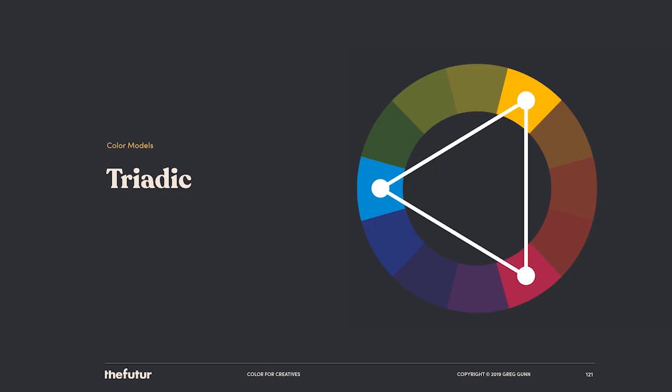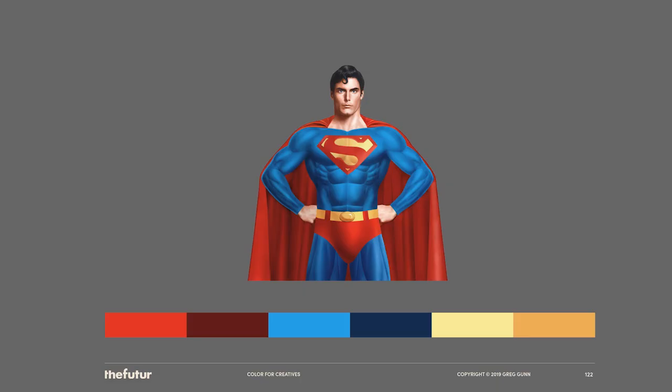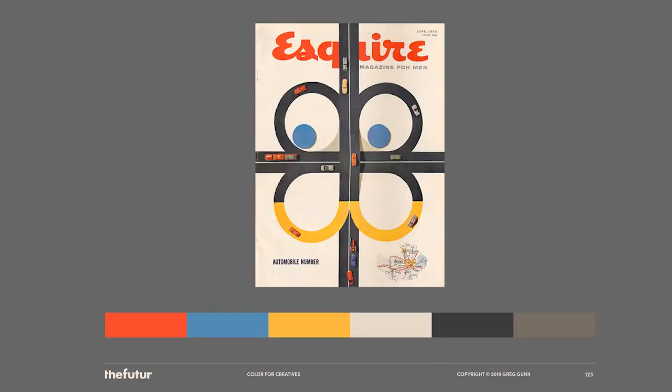Now, a triadic color scheme is a lot like split complementary, except each color is equidistant from each other on the wheel. The primary colors, red, yellow, and blue, are a triadic color scheme themselves, as is the Man of Steel. Now, this type of color harmony is vibrant and usually works best when there is a single dominant color. Here's another triadic color scheme designed by the man himself, Paul Rand. This is from a magazine cover from 1955. Super cool. I love this color palette.